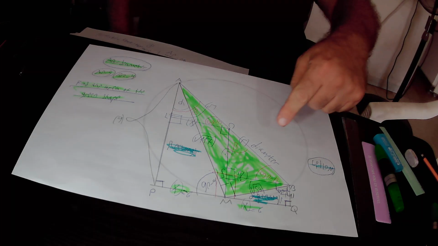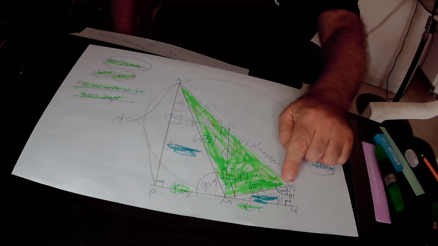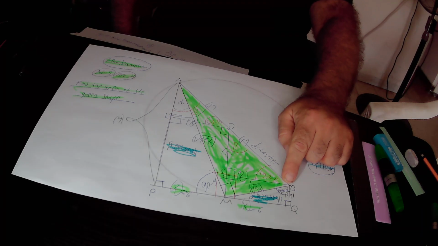So in the small right triangle BMQ, this angle equals alpha, this angle equals 90 degrees, and therefore this angle must be equal to 90 degrees minus alpha according to the rule that says that the sum of the angles in any triangle is equal to 180 degrees.